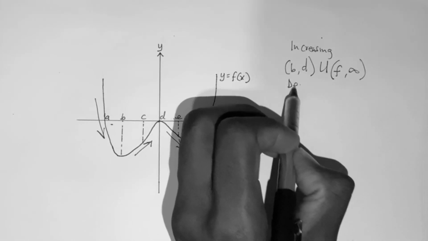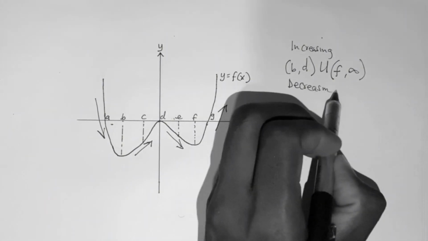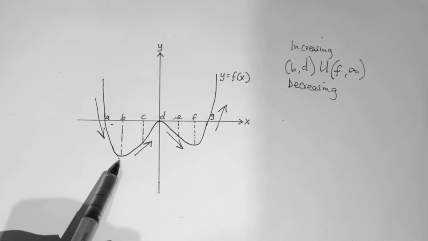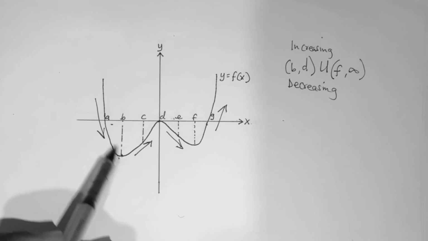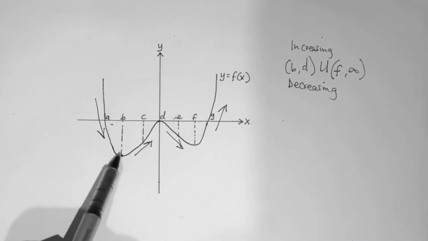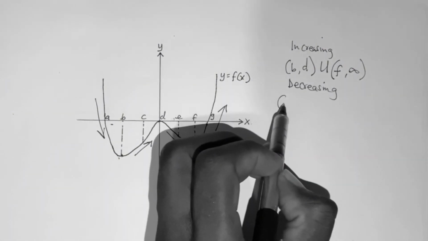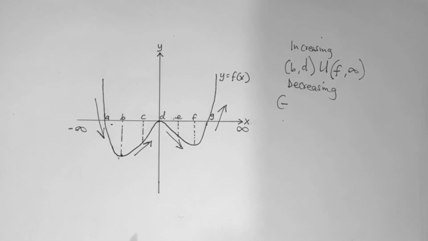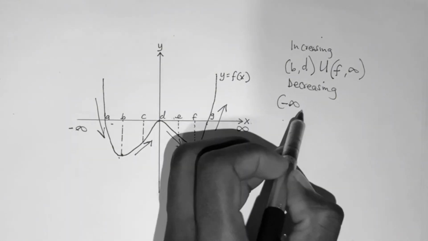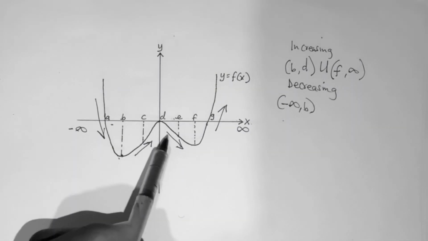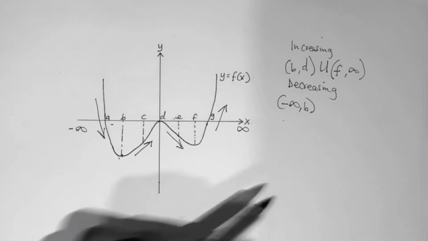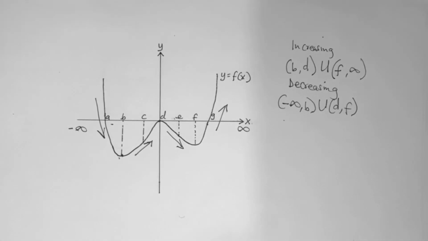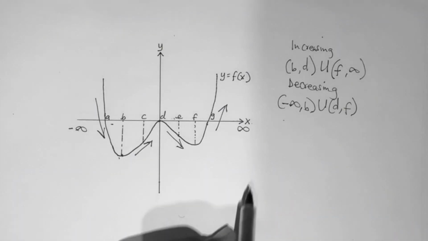Now, in what region is the function decreasing? The function is decreasing in this region. So from minus infinity to b, the function is decreasing all the way. Let me add it. So from minus infinity to b, and it is also decreasing in the region d and f. So union d and then f. Now, concave up.